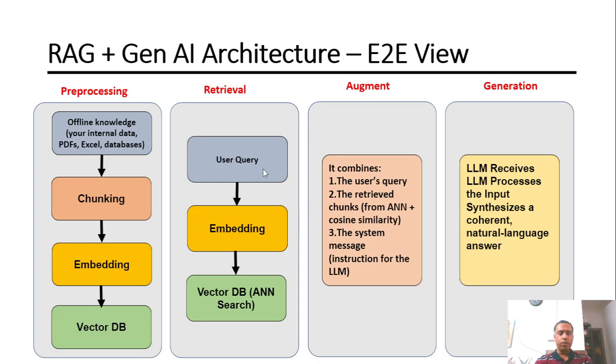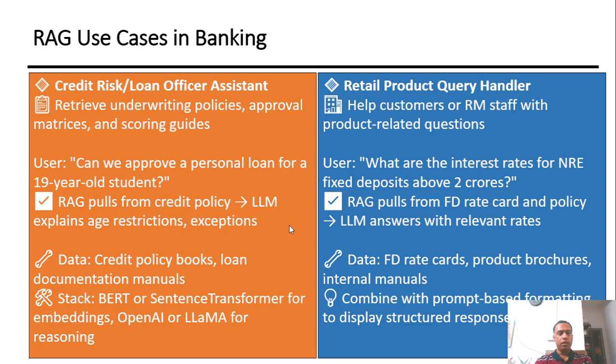So this is the end-to-end view of the RAG architecture, right? You have pre-processing, retrieval, augmentation, and generation phase. You have orchestrators like LangChain, Llama Index, and Haystack, which manage the pipeline. It handles the document ingestion and chunking, embedding, vector storage, query time retrieval, prompt construction, LLM calling, and optional tool and agent reasoning. Let's look at two use cases in banking and try to understand this better.